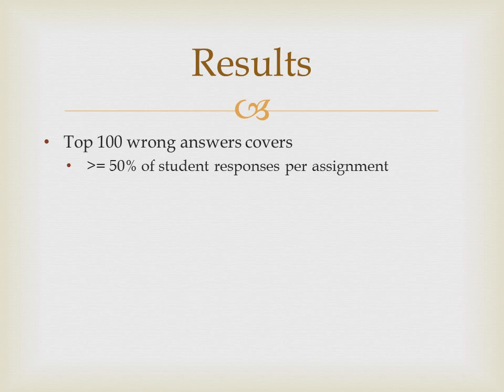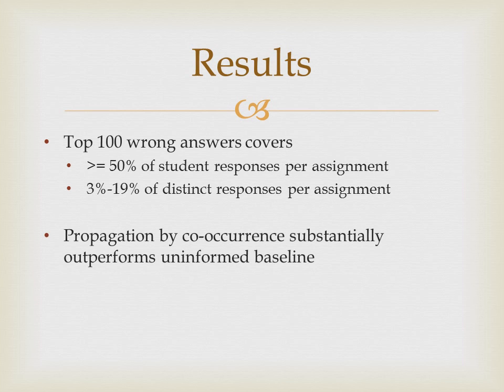Our results show inspecting the top 100 most popular wrong answers covers 50% or more of total student responses per assignment, while covering 3 to 19% of distinct wrong answers per assignment. In addition, propagating using co-occurrence metrics substantially outperforms an uninformed baseline.